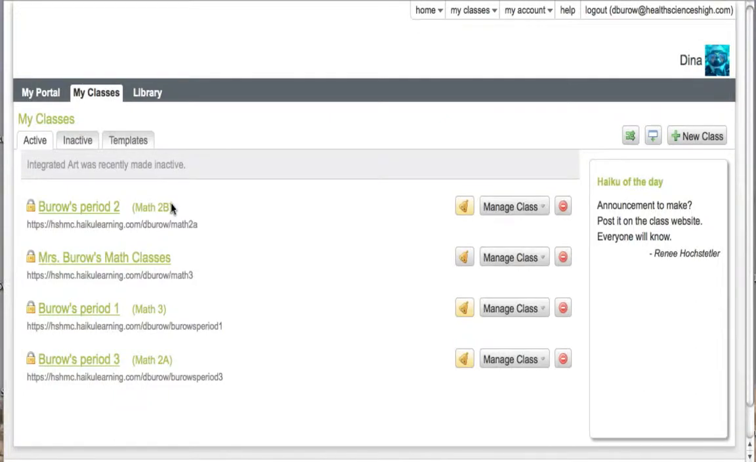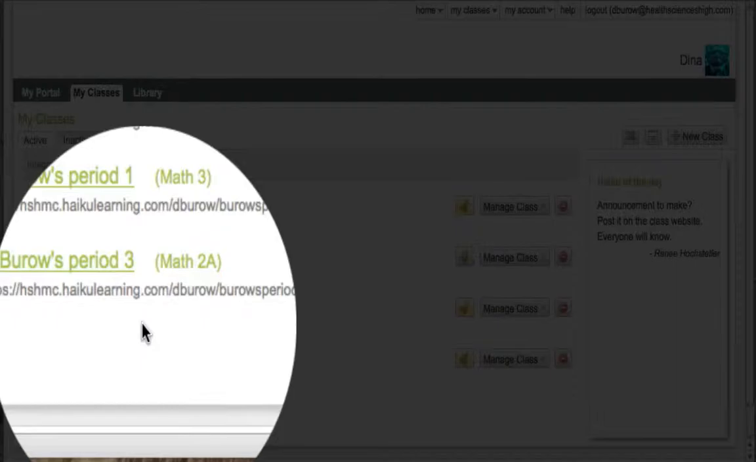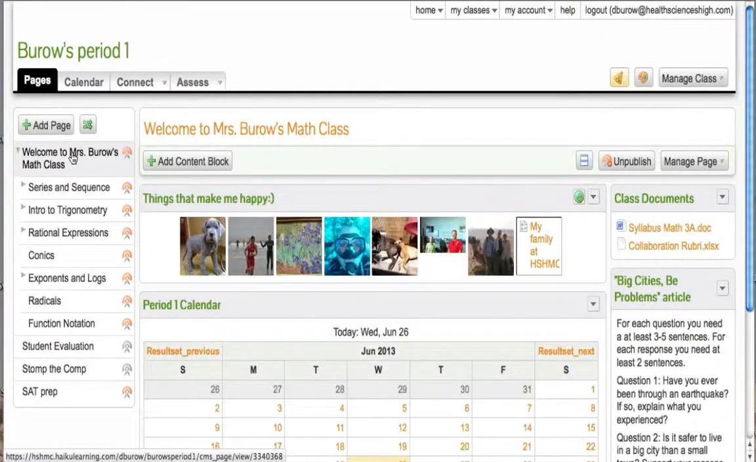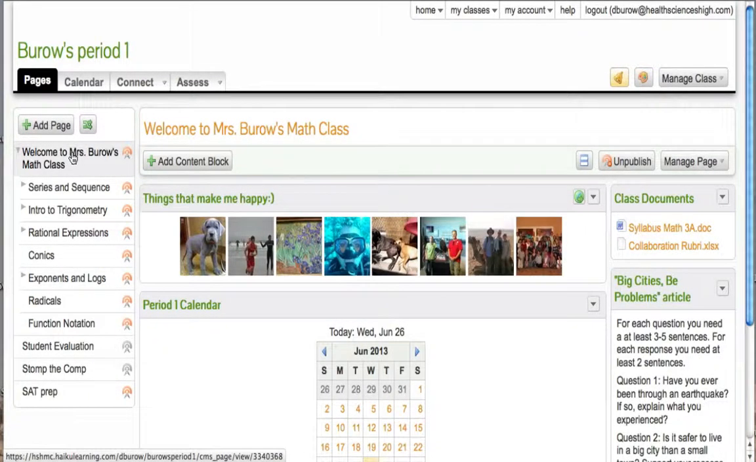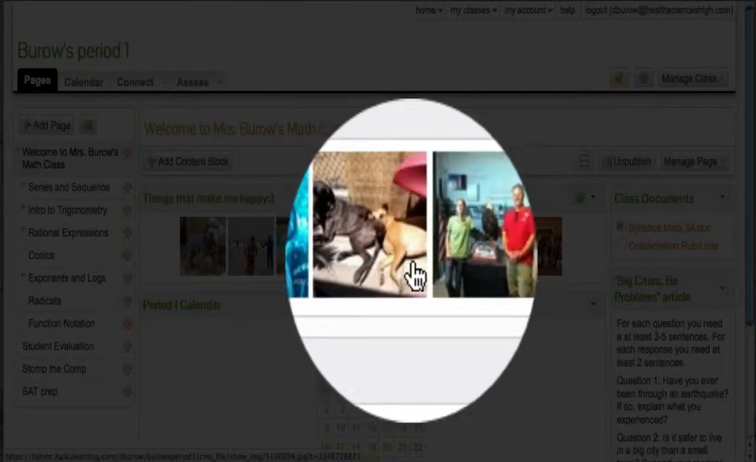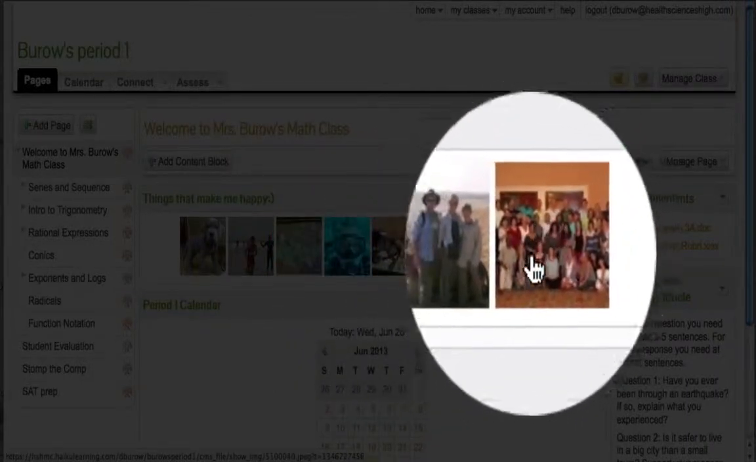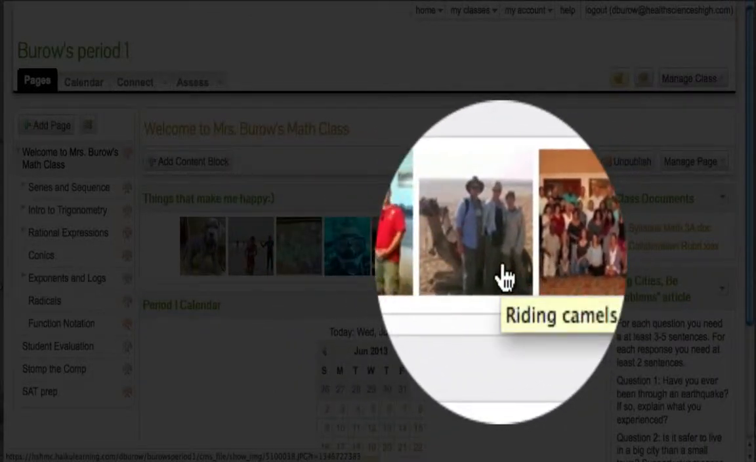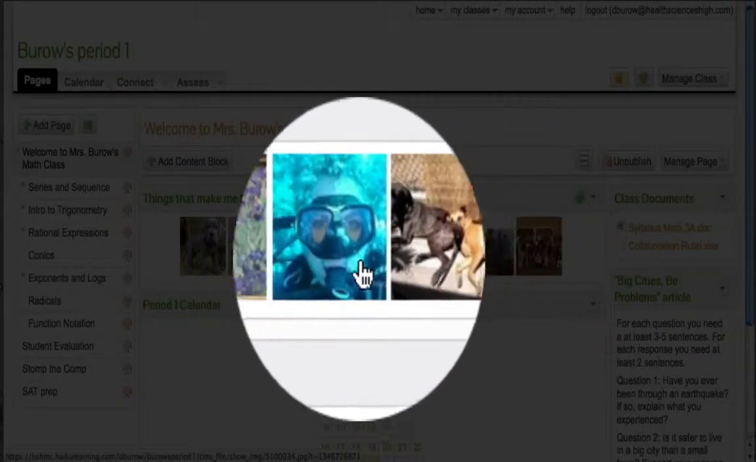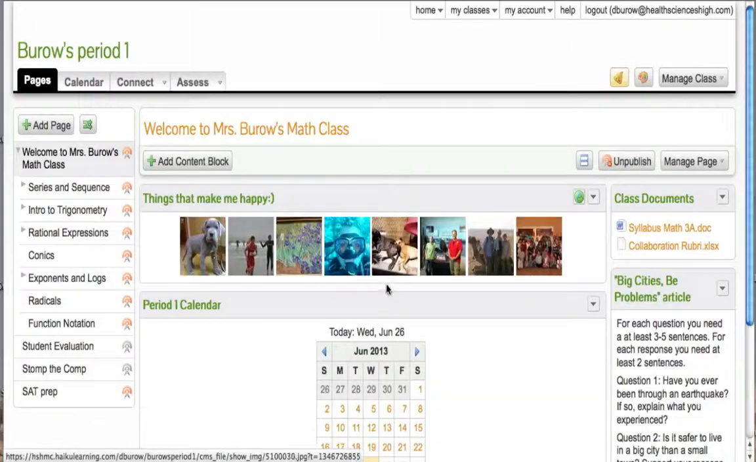Because I teach different classes, I have different periods set up, and I'm going to take you to an Algebra 2 class. Each of my pages has a welcome page, and I've put up some pictures of things that make me happy. I have a school photo here. I have my husband, who's also a teacher at the school, my son, our dog, scuba diving, puppies.